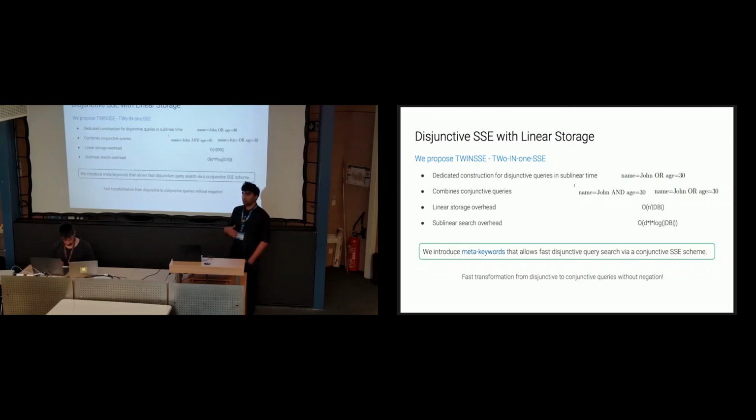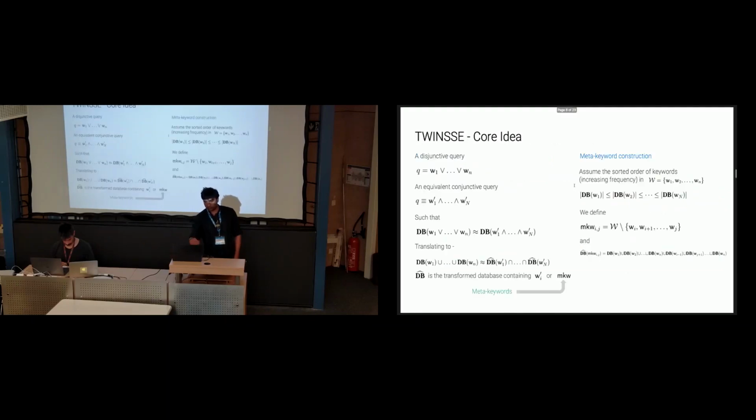We introduce a novel concept called meta keywords. This is a transformation-based approach which transforms a disjunctive query into an equivalent expression of conjunctive keywords, some new keywords which we call meta keywords, that we'll subsequently see. This is different from De Morgan's law. We'll see how this is done.